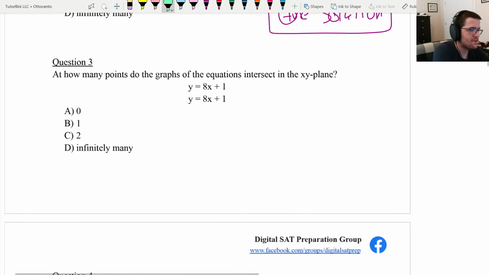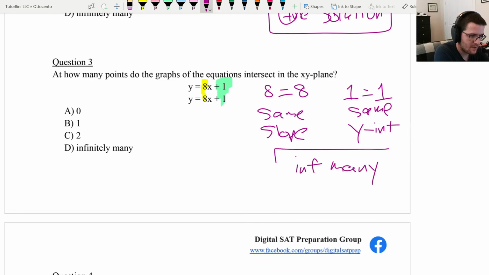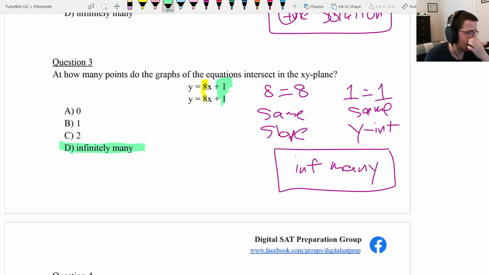Okay, great. For this one, same deal. The slopes are both 8 and both 1. So it has the same slope and the same y-intercepts. So that tells us we have infinitely many solutions. So the answer for that one is D. You can already tell for slope-intercept form, if it looks the same, it's going to have infinitely many solutions. Ax plus 1 and ax plus 1 are exactly the same. Good.